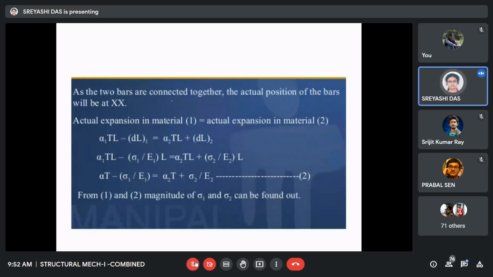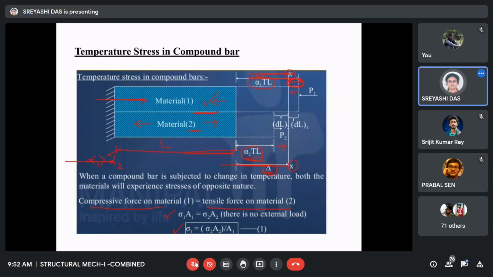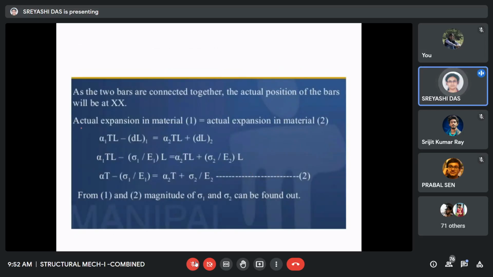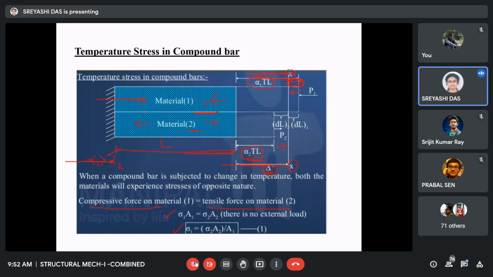Now, as the two bars are connected together, the actual position of the bar will be xx. We know that the actual position will be xx. Now, the actual expansion of material 1 must be equal to the actual expansion of material 2. That means the actual expansion is this delta part. The initial position is this and the final position is this, so this is the actual expansion delta.